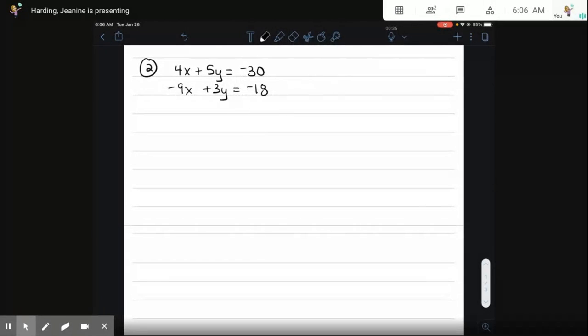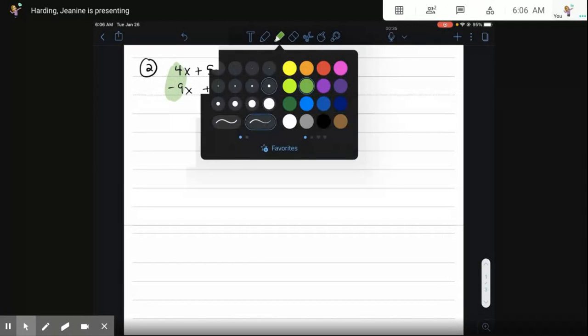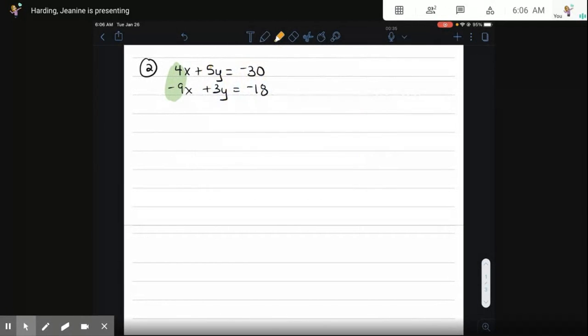Okay, again, what I want to look at is the coefficients. Here I'm working with a 4 and a negative 9, and here I'm working with a positive 5 and a positive 3. So I have to decide what's going to be easier. Now, unfortunately, I can't multiply 4 by anything to get it to be positive 9. I can't multiply 3 by anything to get it to be negative 5. So I'm going to have to multiply both equations.